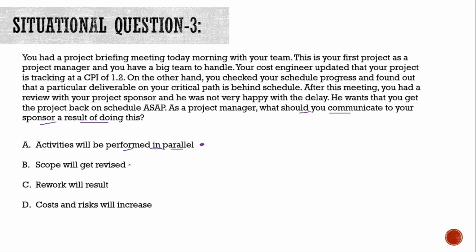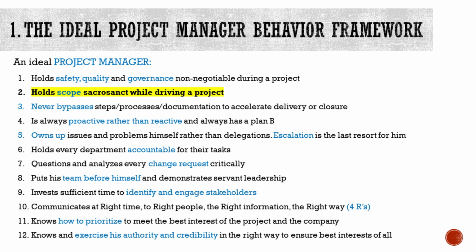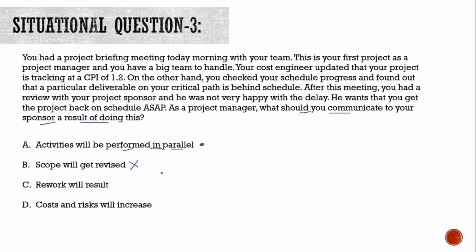Option B, scope will get revised. Okay, so this is outright a wrong option, because if you look at point number 2 of our ideal project manager behavior framework, it says that a good project manager should hold the scope of the project sacrosanct. So revising the scope is the last resort, and it goes through a formal change management procedure which is approved by the CCB and the sponsor. Okay, so this question is not indicating anything towards it, so this option B gets eliminated.